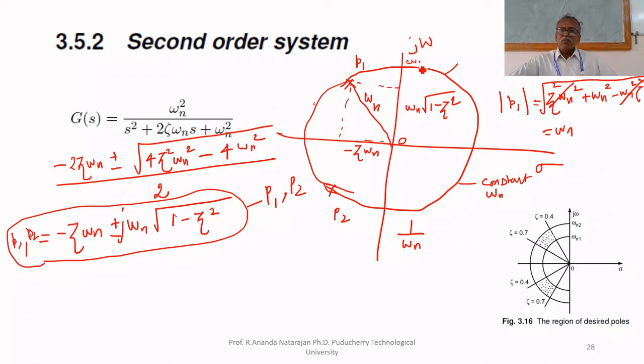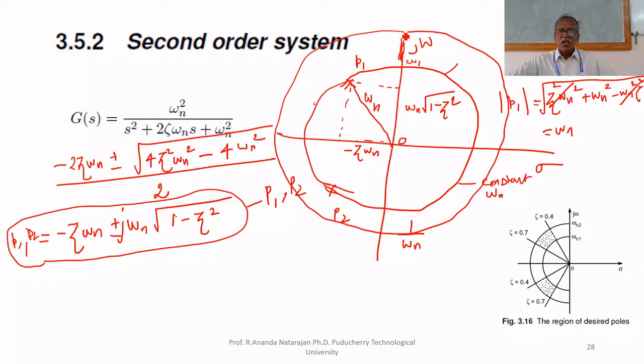Let it be omega 1. Suppose I have another system, I slightly modified this system, and got another circle. That is omega n2. This is omega n1, omega n2. This is also a constant omega n circle.